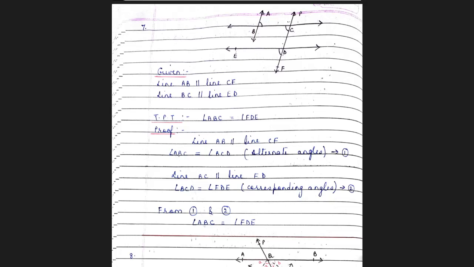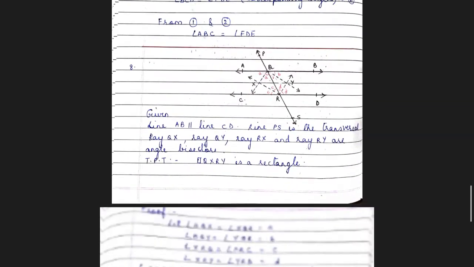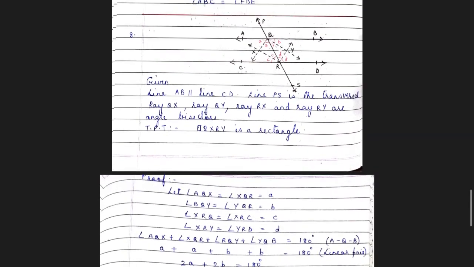Line BC parallel to line ED. Therefore, angle BCD is equal to angle FDE. They form a pair of corresponding angles. Write it as equation 2. From 1 and 2, you find angle BCD is common and hence angle ABC equal to angle FDE, which is to be proved. So that's how we do question number 7. We come to question number 8.